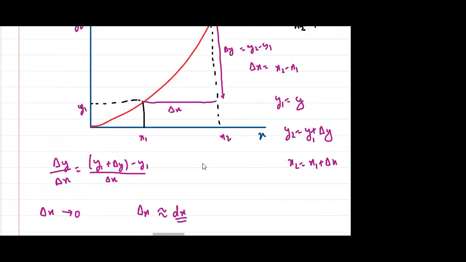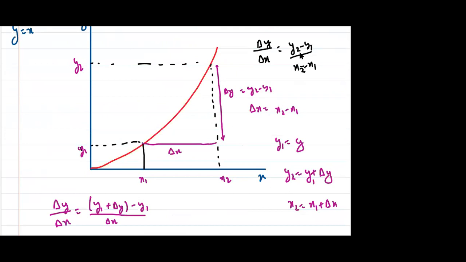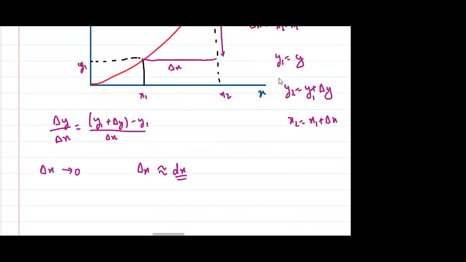So it is y2 minus y1 now, but it is a very big change, right? Delta x is a big change. But here, if it tends to 0, which means the change is very, very small, then delta is replaced with d. So can I say delta y will also be replaced by dy?